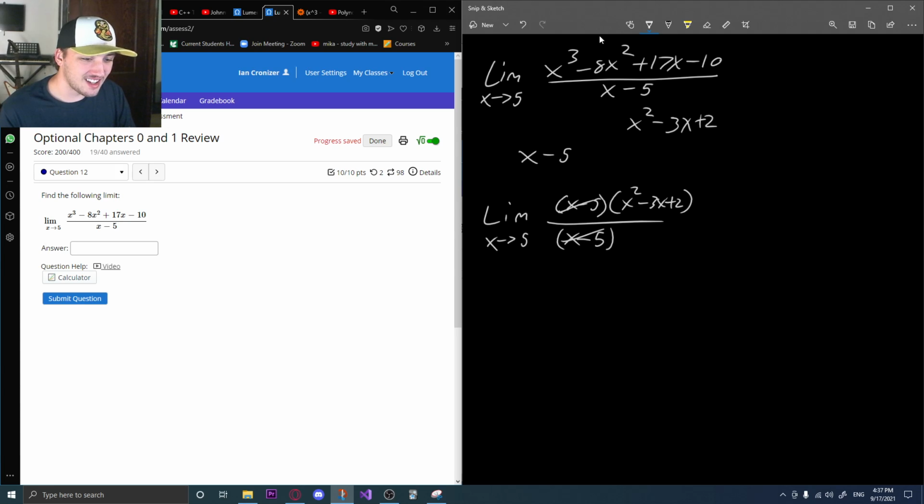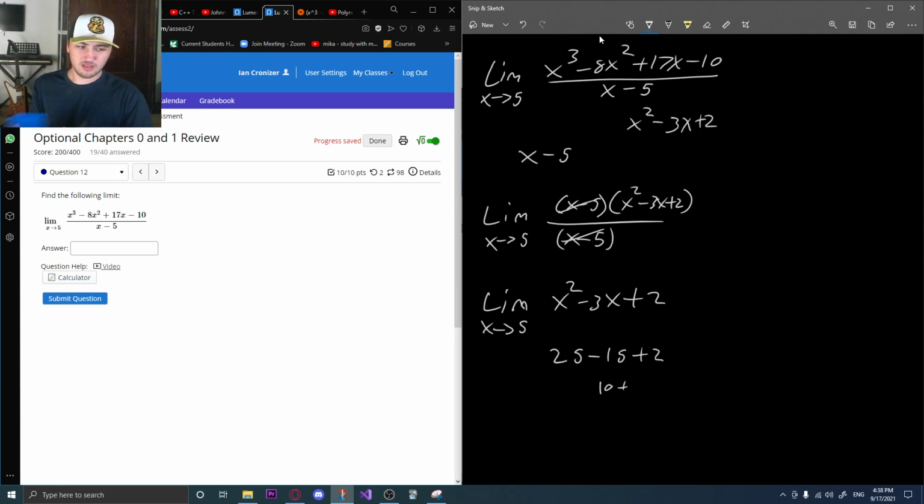So I can do that, and now the limit is just as x approaches 5 of x squared minus 3x plus 2. It's going to be 25 minus 3 times 5 plus 2. So it's going to be like 10 plus 2, 12? Yeah. Yup.